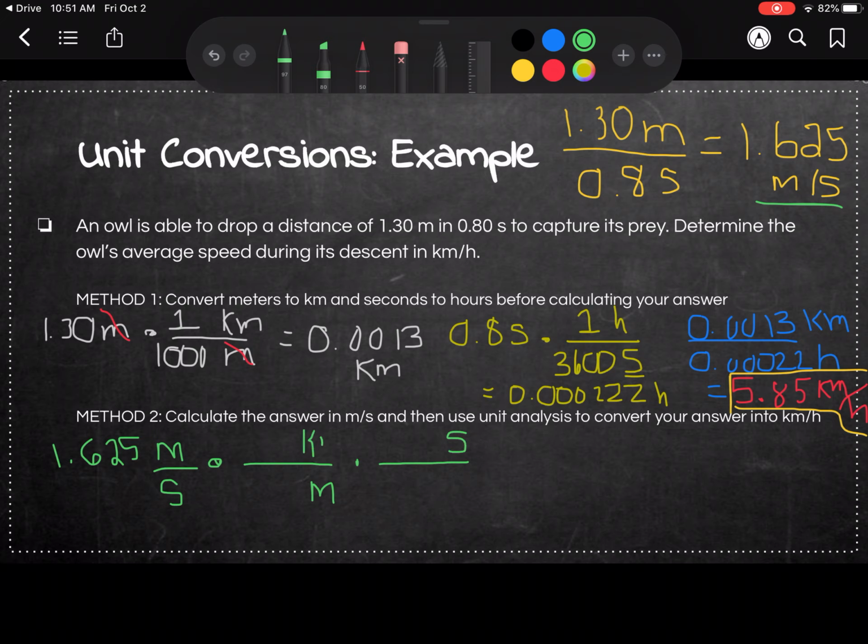We want to go to kilometers per hour. In 1 hour, we have 3,600 seconds. In 1 kilometer, we have 1,000 meters. I'm doing it like this because my seconds are on the bottom, seconds are on the top, they'll cancel, meters on the top, meters on the bottom, and then we'll be left with what we need. How we would calculate this out is I will multiply across the top and then multiply across the bottom.